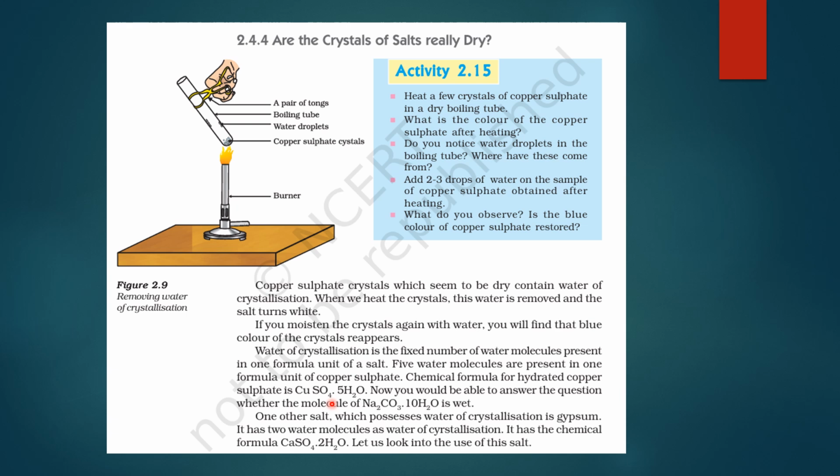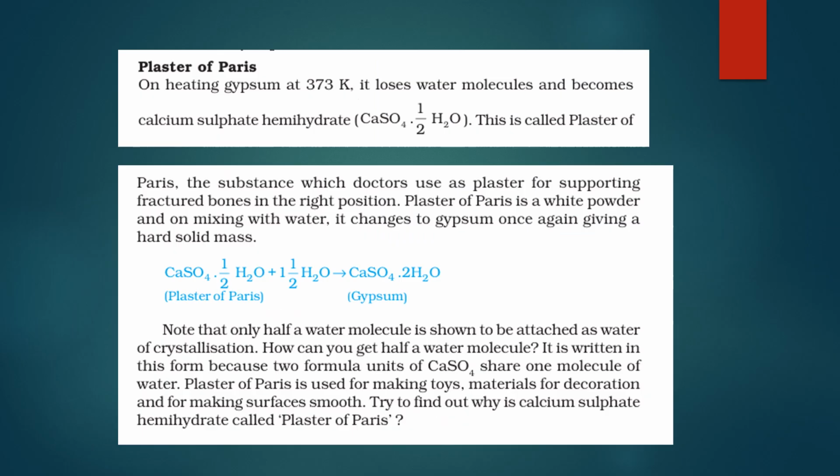So this is hydrated copper sulfate, CuSO4.5H2O. Similarly, Na2CO3.10H2O. इसमें भी हमारा water of crystallization present था. So one other salt which possesses water of crystallization is gypsum. This is a very important one. CaSO4.2H2O. So this has 2 molecules of water of crystallization. Next is our plaster of Paris. This is very, very important from exam point of view.